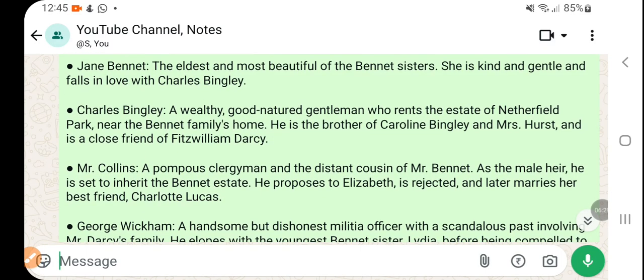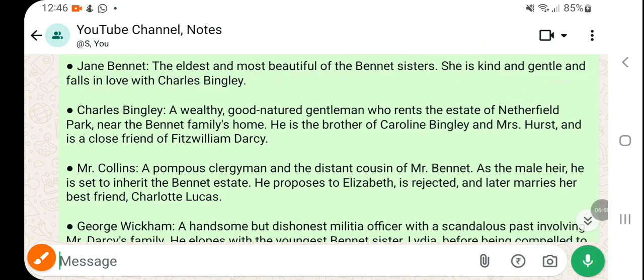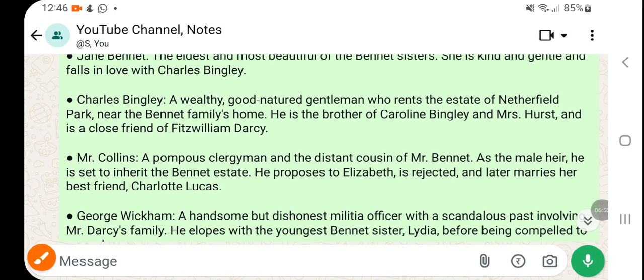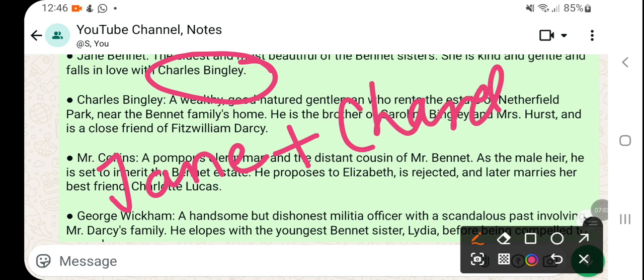Now come to the first daughter of the Bennet family. That's Jane Bennet, the eldest and most beautiful of the Bennet sisters. She is the eldest and most beautiful daughter in the Bennet family, and she is kind and gentle, right? By nature she is very kind and gentle and falls in love with Charles Bingley. So at last we'll see that Jane plus Charles Bingley is the first couple.